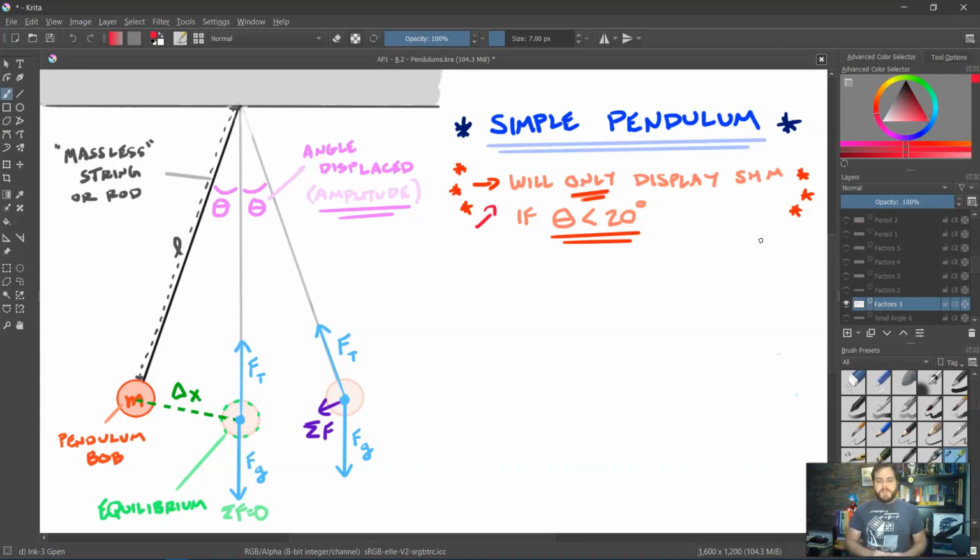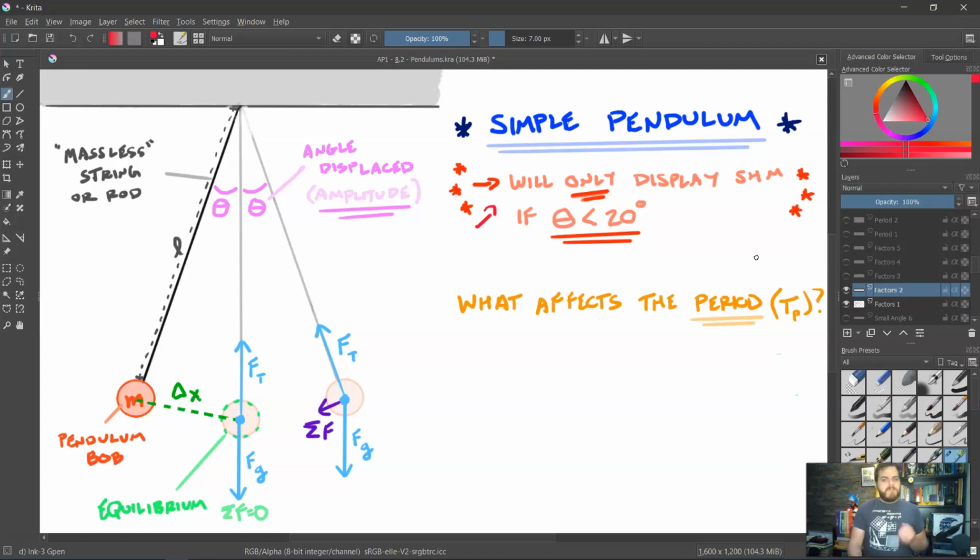Now let's talk about a couple of things here. Let's say we want to analyze the period of this swaying back and forth, this bob going in both directions, so how long it takes per cycle. What factors affect this period, which I'm going to abbreviate TP for the period of a pendulum? First, if we have a bob with more mass, it's going to have more inertia.